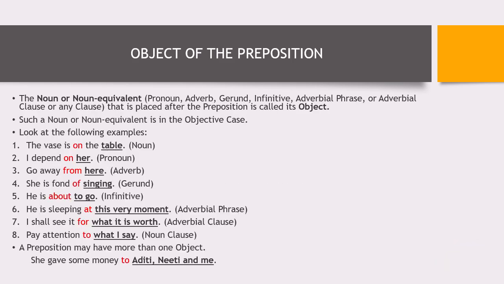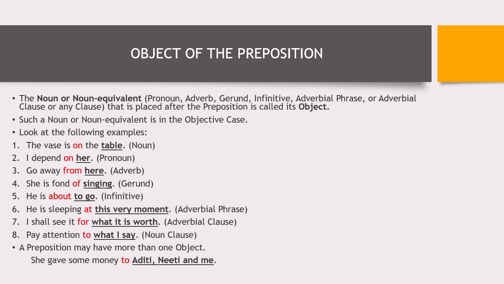Object of the preposition. The noun, or noun equivalent like pronoun, adverb, gerund, infinitive, adverbial phrase, or adverbial clause, or any clause that is placed after the preposition, is called its object. Such a noun, or noun equivalent, is in the objective case. Look at the following examples. 1. The vase is on the table. The noun, table, is the object of the preposition, on.